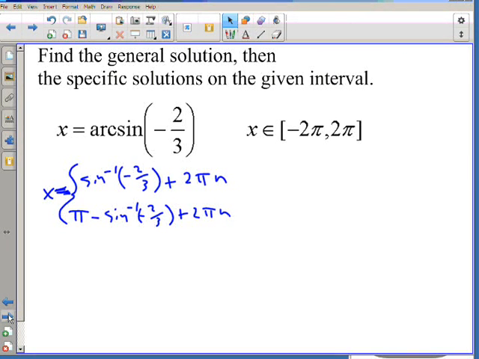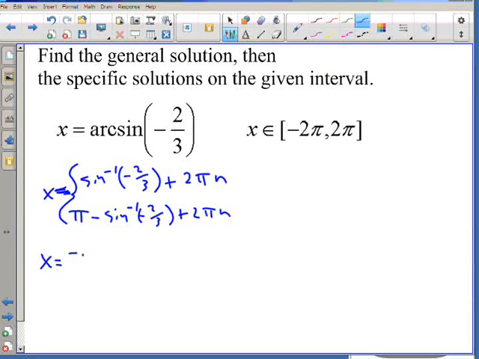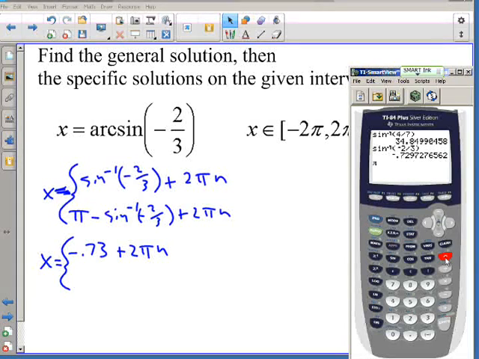So we're going to take our calculator again and find our inverse sine of negative 2/3. Oh, but we got to make sure we're in that radian mode. And we get negative 0.73, we'll go with. Plus 2 pi n. And then pi minus 0.73. Second caret gives us pi minus our previous answer, second negative. Gives us a 3.9.